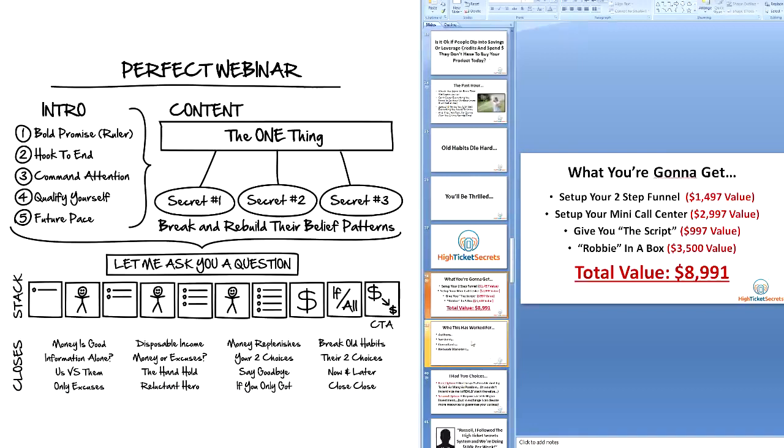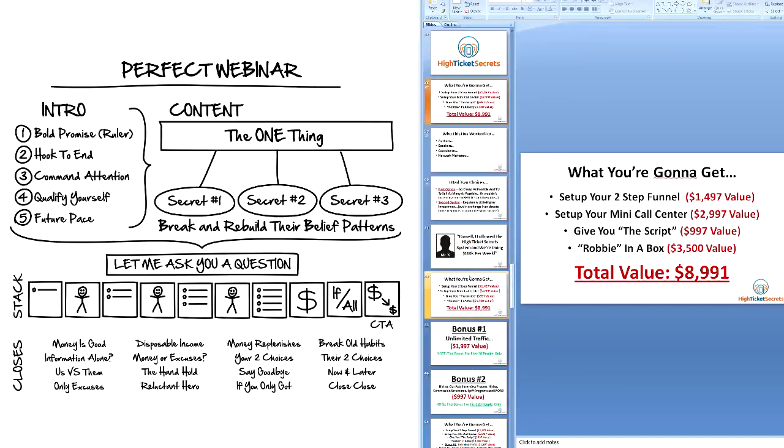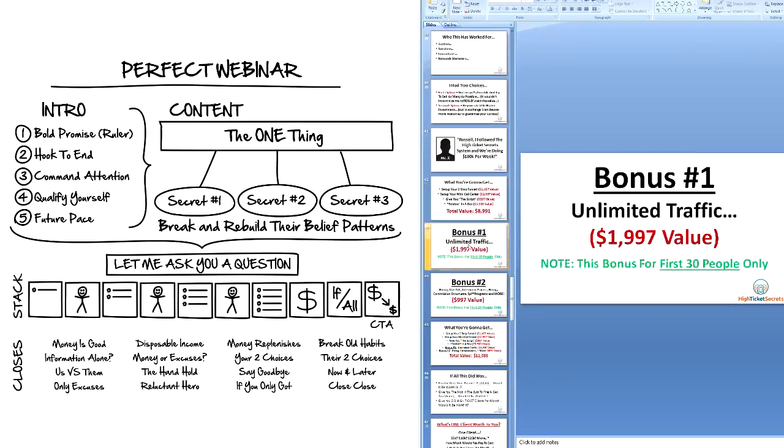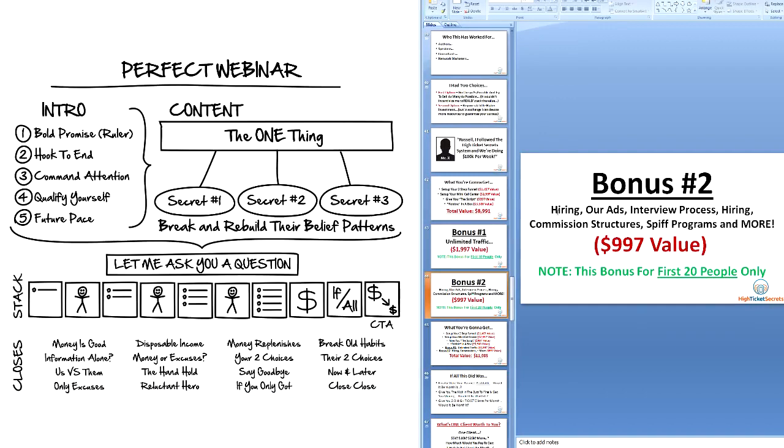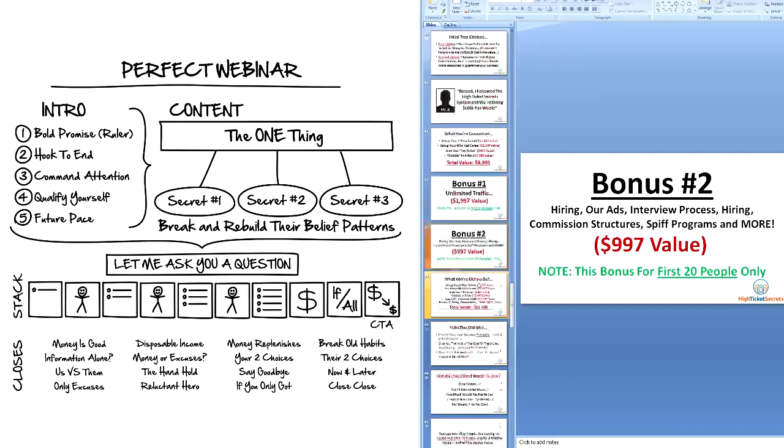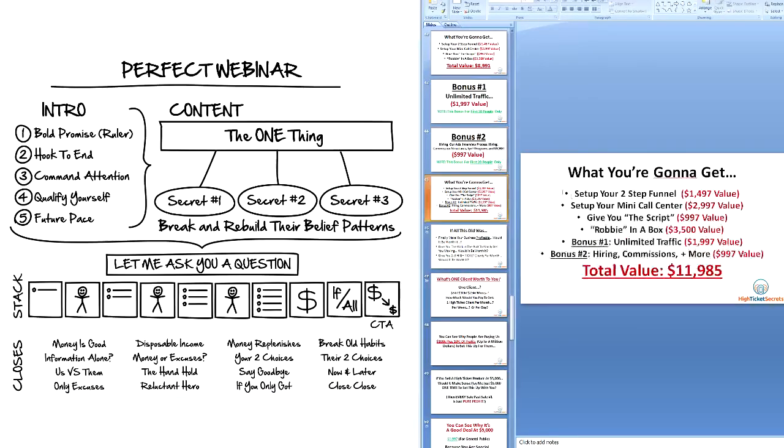Now I'm going to start adding value. That's what these little smiley face guys are. I'm adding value, right? So I'm going to give you this bonus, which is unlimited traffic. Boom. And I'm going to give you this bonus, which is our ads and our interviews, okay? So what that means is, now I stack this. That means you're going to get, and I recap, the first thing I told them, the second thing, the third thing, the fourth thing. So I just reset that.